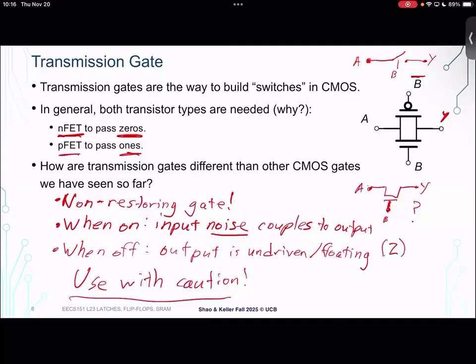And in particular, it's almost always going to be preceded and followed by a buffer or an inverter to kind of limit the scope of the danger here because we're storing and we're not driving the output directly. In particular, placing multiple transmission gates in a row in series is a very risky idea and is generally unwise.